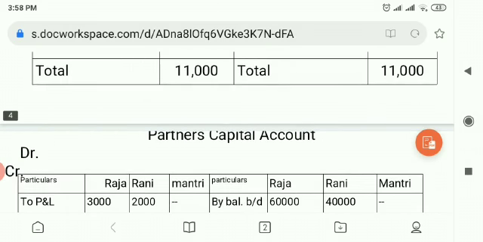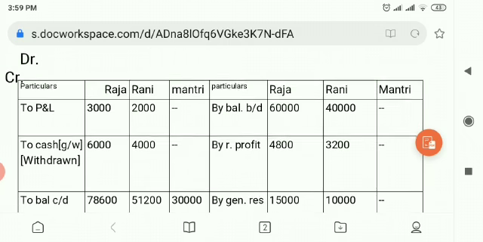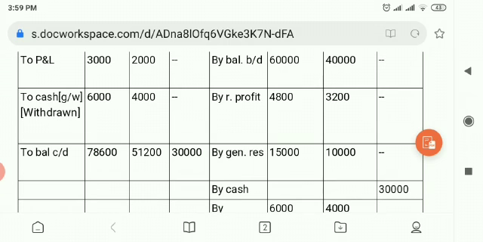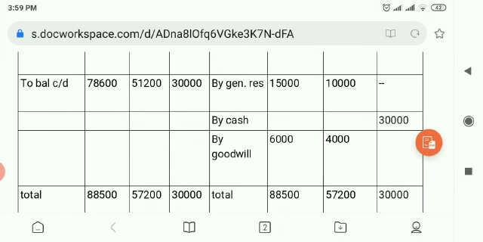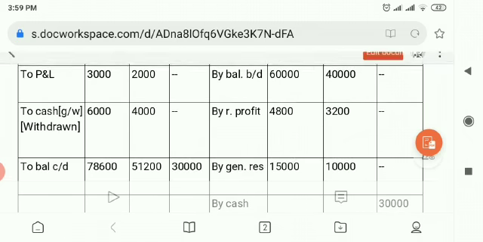Now it is a profit. It is appearing to the debit side. Come to your partner's capital credit side. Write by revaluation profit 4,800 and 3,200. Next, close your partner's capital account. Total it. That will be 88,500, 57,200 and 30,000. Write the same to the debit side.